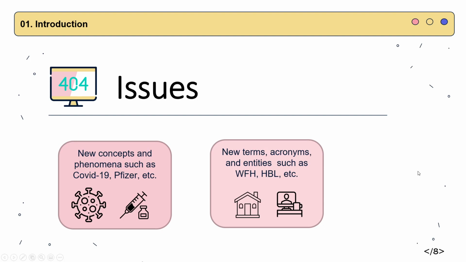This is concerning and of great interest because in order for an NLP model to do well, it must be able to understand human concepts. And there are always new human concepts and phenomena, such as, recently, COVID-19, Pfizer, etc. Humans also come up with new terms, acronyms, and entities such as work from home, home-based learning, and so on. In order to serve humans well, the NLP application must be able to understand these terms well.